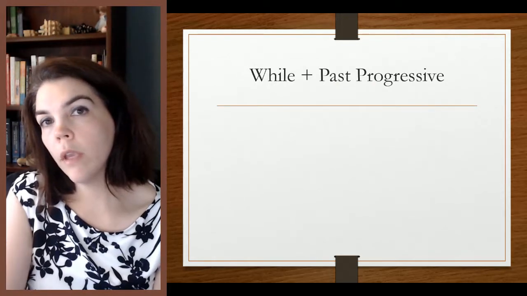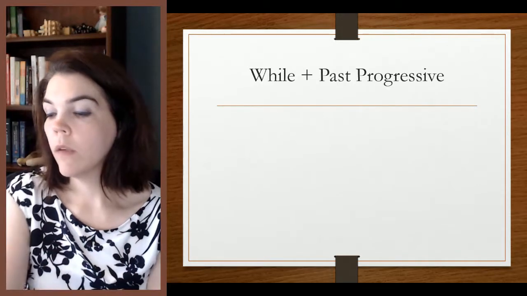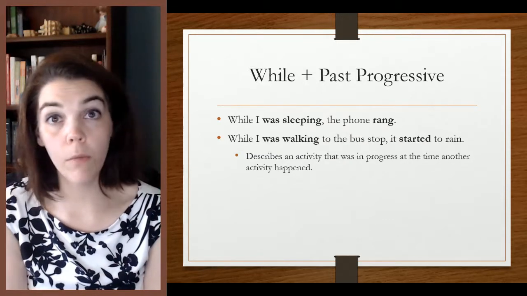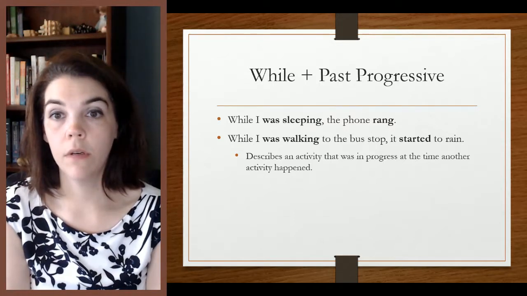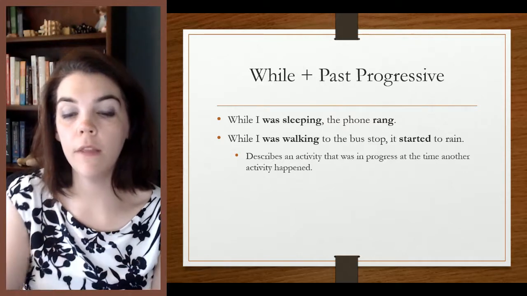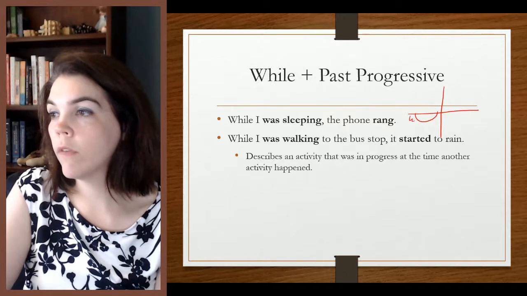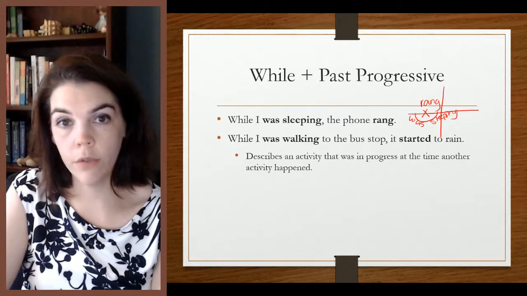But you might be wondering, is it ever possible to have past progressive in both of the clauses? So let me contrast a couple examples here. While I was sleeping, the phone rang. Okay. While I was walking to the bus stop, it started to rain. Both of these describe an activity that was in progress when another activity happened. So this one was sleeping, right? And then what happened? The phone rang. Same here. Was walking, started to rain.